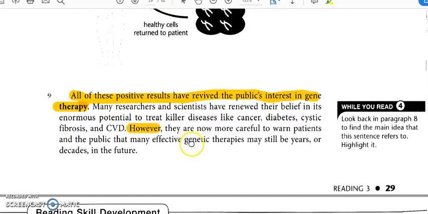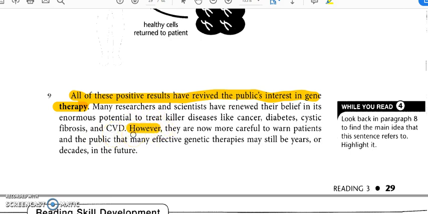And here we get to the final paragraph, and we know that this usually sums up and gives us the main idea of the whole text. So let's look at it together. All of these positive results have revived the public's interest in gene therapy. But it's not a good idea to stop here and say, positive results, people are happy. We need to continue. Many researchers and scientists have renewed their belief in its enormous potential to treat killer diseases like cancer, diabetes, cystic fibrosis, and CVD.